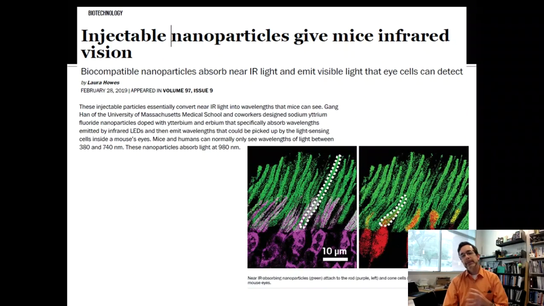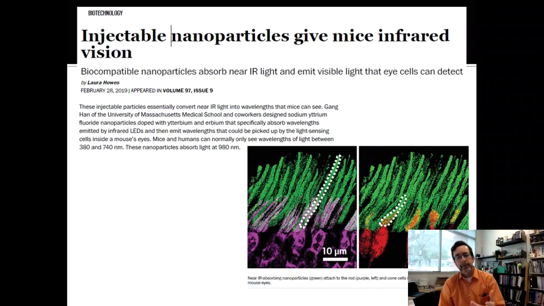So if you can just shift the wavelengths, maybe there's ways to do that with chemistry. And in fact, there are nanoparticles that will actually give mice the ability to see in infrared. So this is the other end of the spectrum. This is longer wavelength rather than shorter, but you can just have nanoparticles that will absorb in the infrared and they'll give off in wavelengths that mice can see. So this is kind of like a transmitter. They're literally absorbing one kind of light and emitting a visible light.